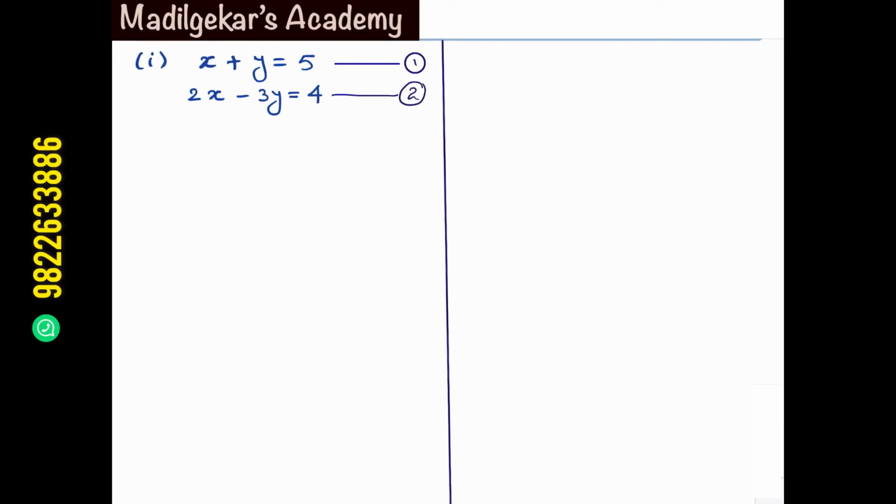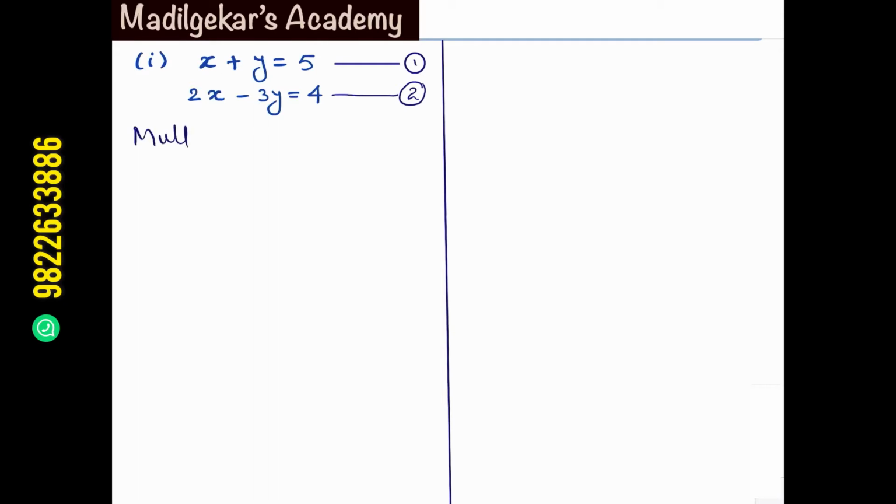If we multiply the first equation by 3, then both y coefficients will be the same, and as their signs are different, plus and minus, we have to add both equations. After adding, 3y will get cancelled, x will remain. So from that we can find the value of x.